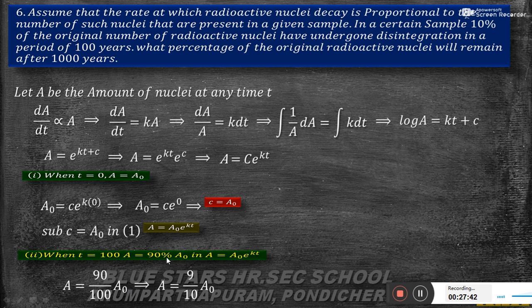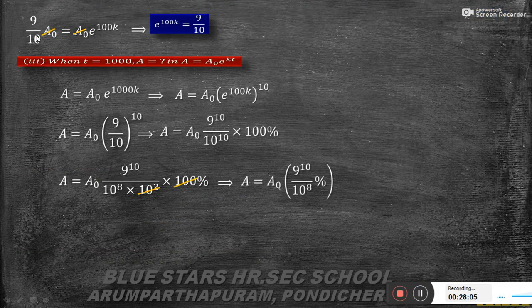Therefore A equals A naught e power Kt. I substitute A equals 90 by 100 of A naught. The 0 cancels, so A equals 9 by 10 A naught. So 9 by 10 A naught equals A naught e power 100k. A naught cancels, so e power 100k equals 9 by 10. This is the value for e power 100k.